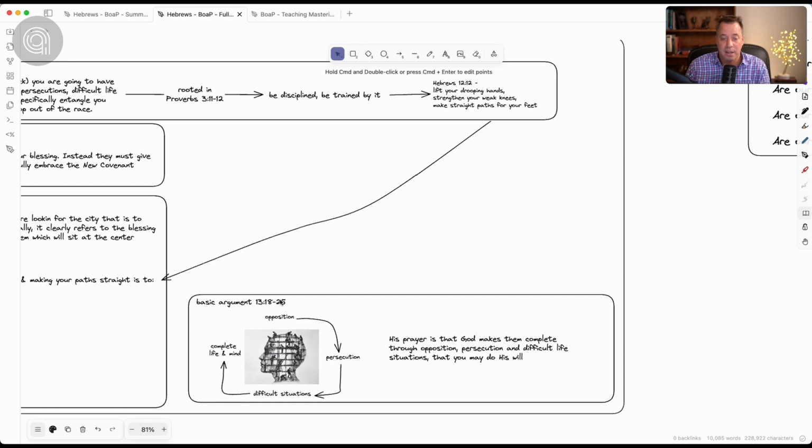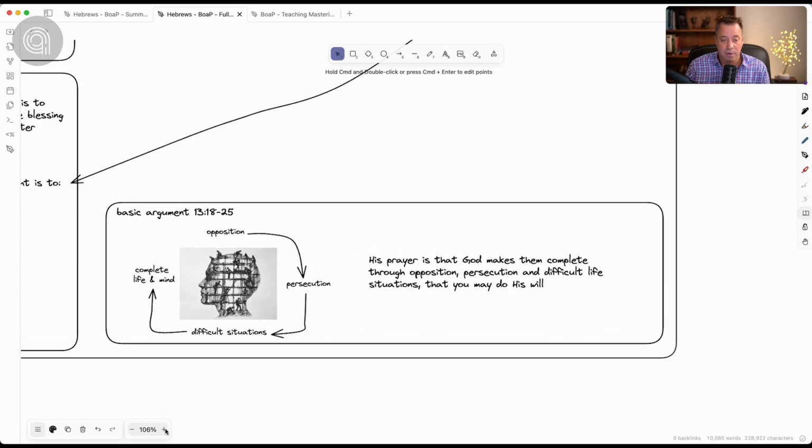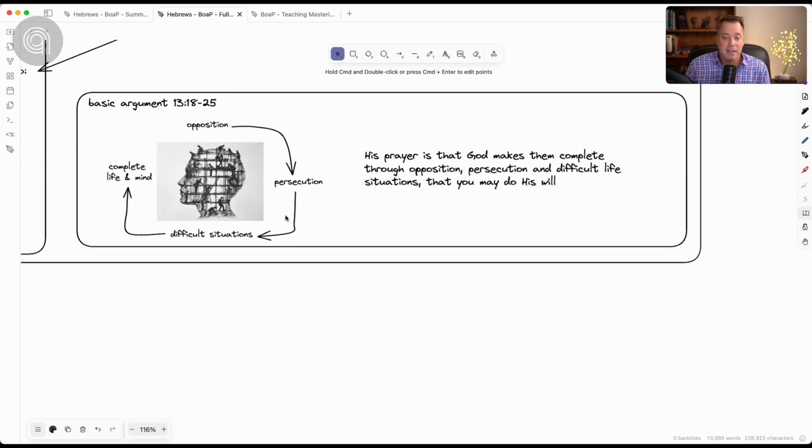The basic argument is this: opposition is going to come, persecution is going to come. Let me zoom in a little bit more for you. Difficult situations are going to come, but that is going to complete how you build your mind. Those things help you build your mind, your complex state of mind. Again, referring back to 1 Peter 3:13 through 5:14, arm yourselves with the same intentions, he starts off in chapter 4 in that section with. And that is to build your mind.